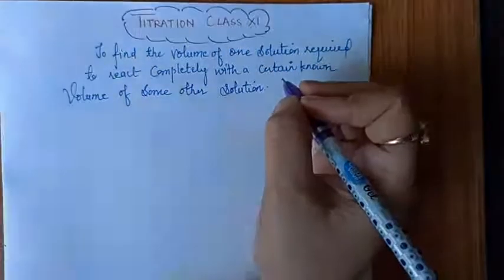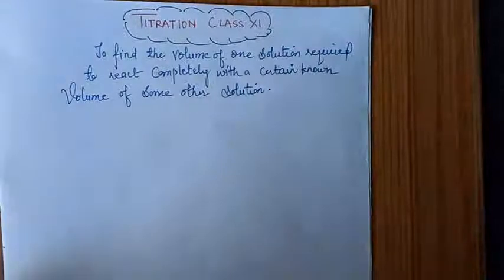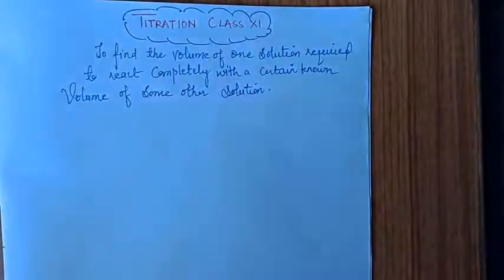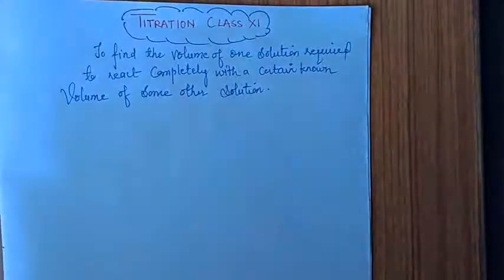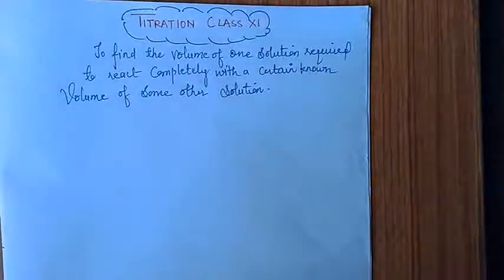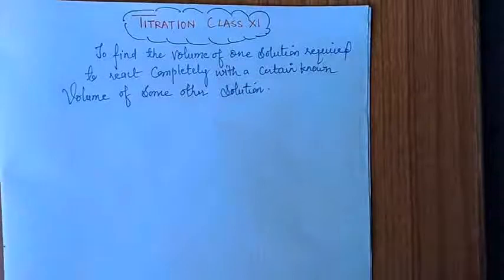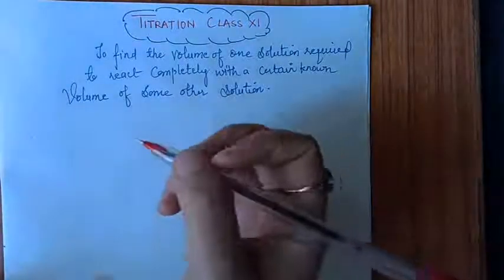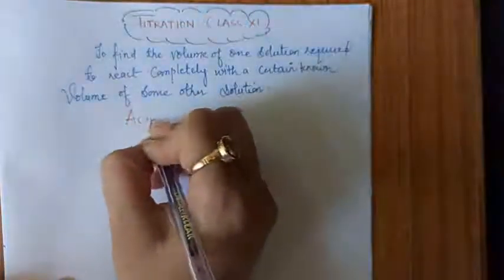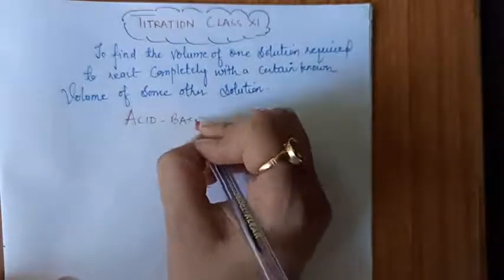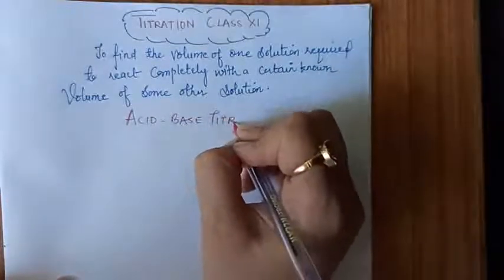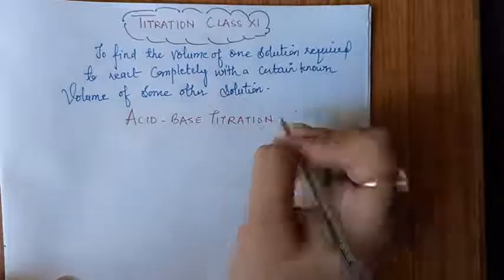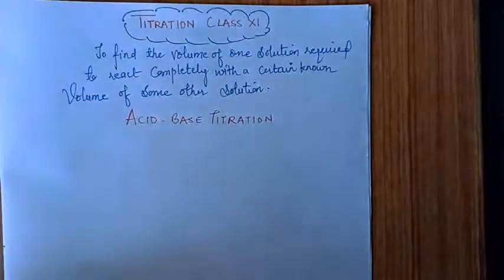Basically this is the most important step in the volumetric analysis. The titration process is also called volumetric analysis. Titration is in the syllabus of both classes, 11th and 12th. In class 11th the titration which you have to perform is known as acid-base titration. Which kind of titration do we have to do in 11th? It's acid-base titration. In 12th class we will be doing redox titration.